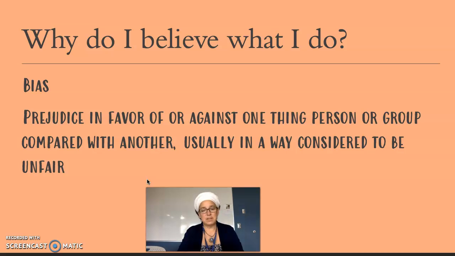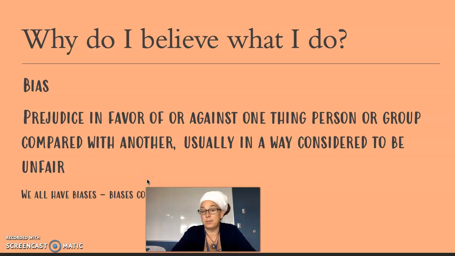These are beliefs that have been shown to us through media, through our family, through religion. A bias isn't something that you have ability to control. It is something deeply ingrained that you have a bias. You prefer one thing over the other.